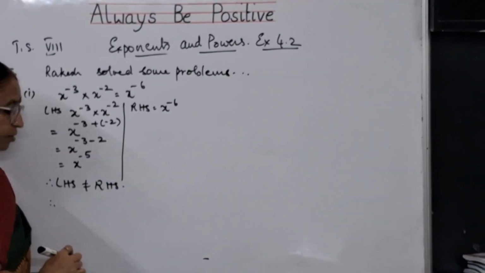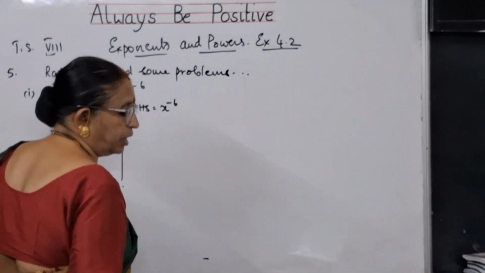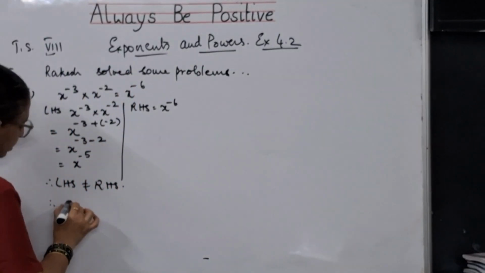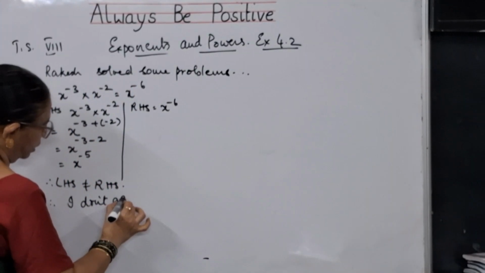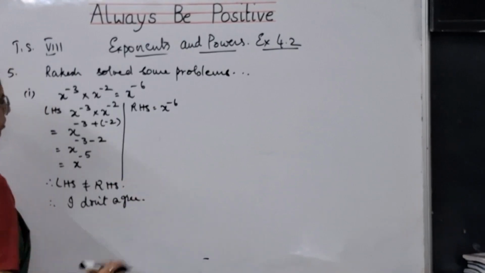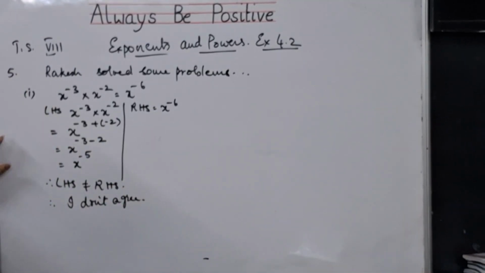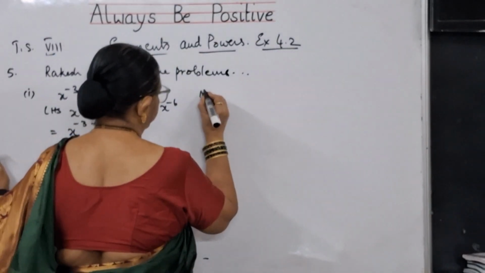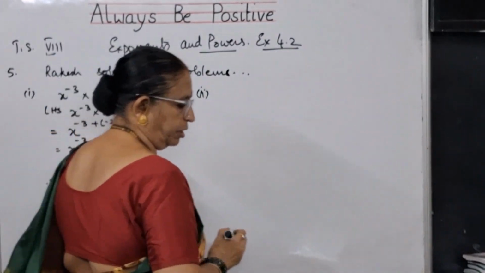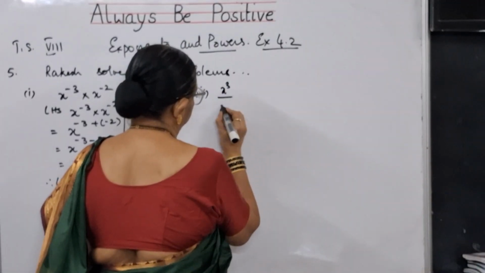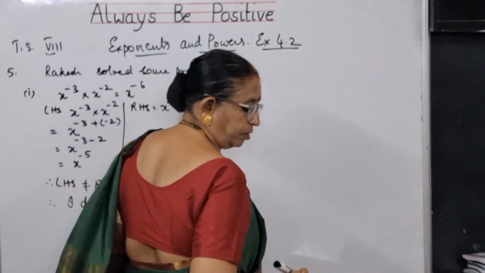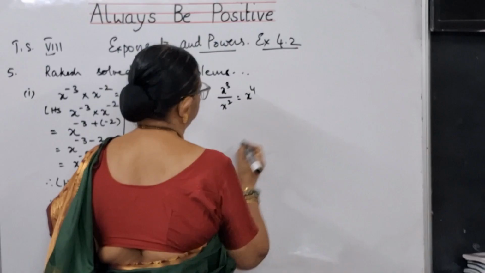So what is the question? Do you agree with it or not? We will say that I don't agree, because LHS is not equal to RHS. Now let us see the second bit. X cube by x square. X cube by x square is equal to x to the power of 4.